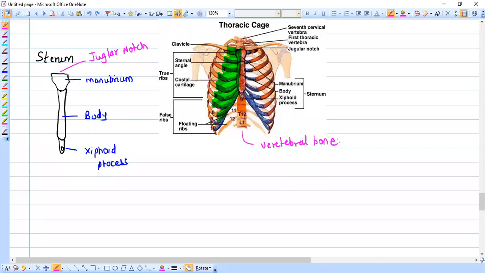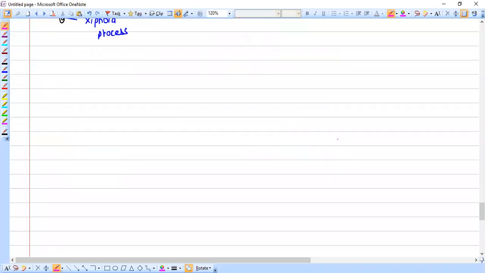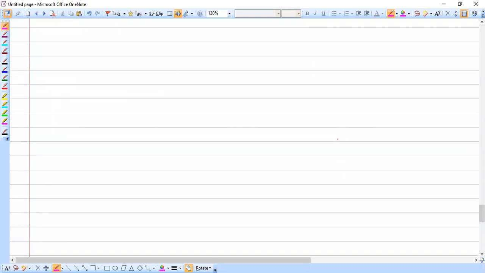The next part that we need to understand is, in general, how the vertebral bone looks alike. So let us see the basic plan of the vertebral bone. So we are going to talk about the basic plan of vertebral bone, means a typical vertebrae. I will draw a very simple diagram to understand the basic plan for vertebra.